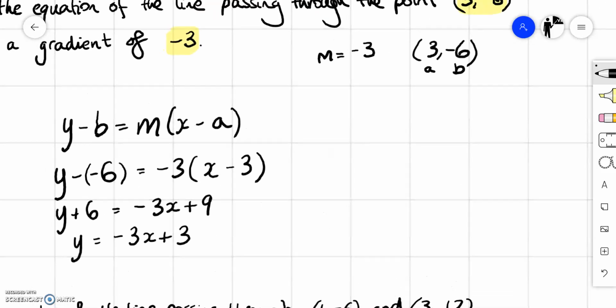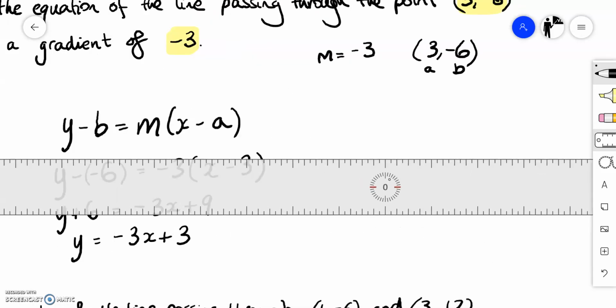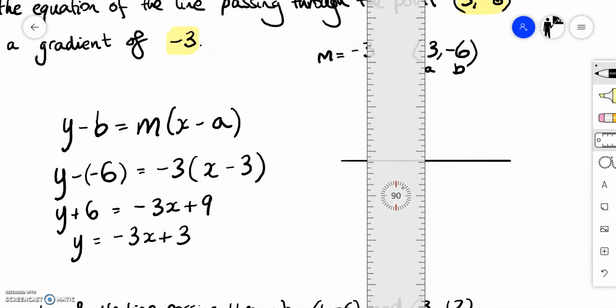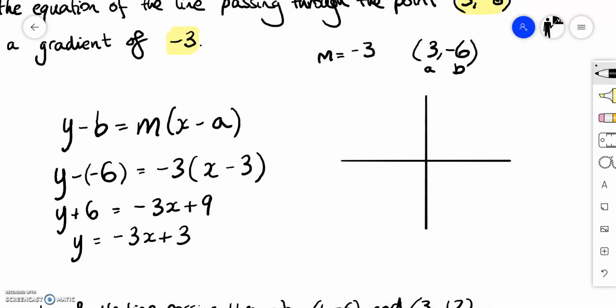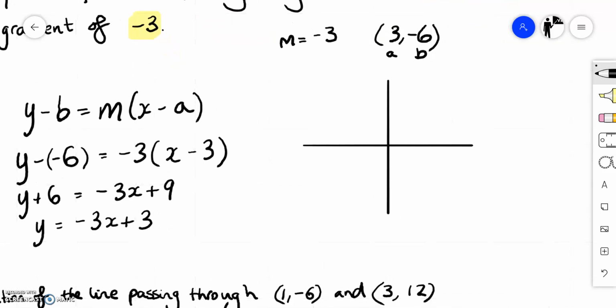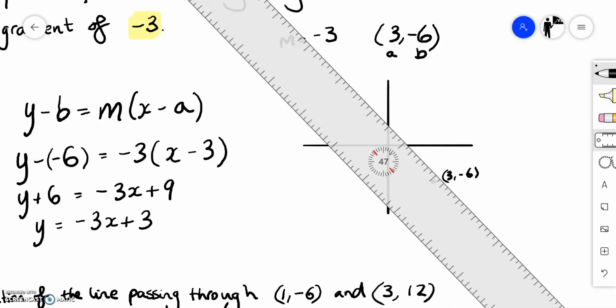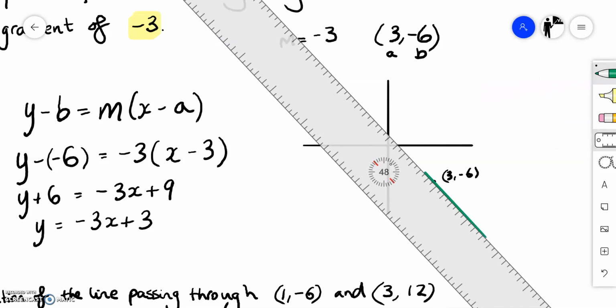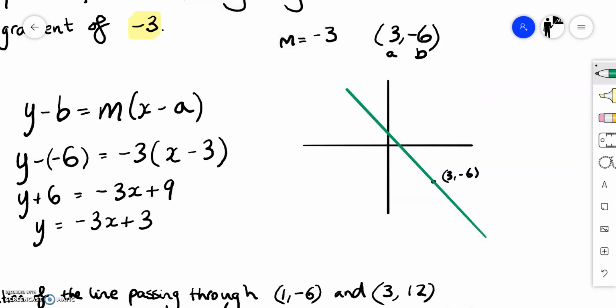If we want to have an idea of what this looks like, we could draw it. You're not asked to here, but this problem essentially started out saying that we had a line that passed through the point 3, minus 6, and it had a negative gradient. So the line might look something like this here. And what we've just done is work out the equation of this line. This line has the equation y equals minus 3x plus 3. So it slopes downwards, but we can also now say what the y-intercept is. The y-intercept is 3.